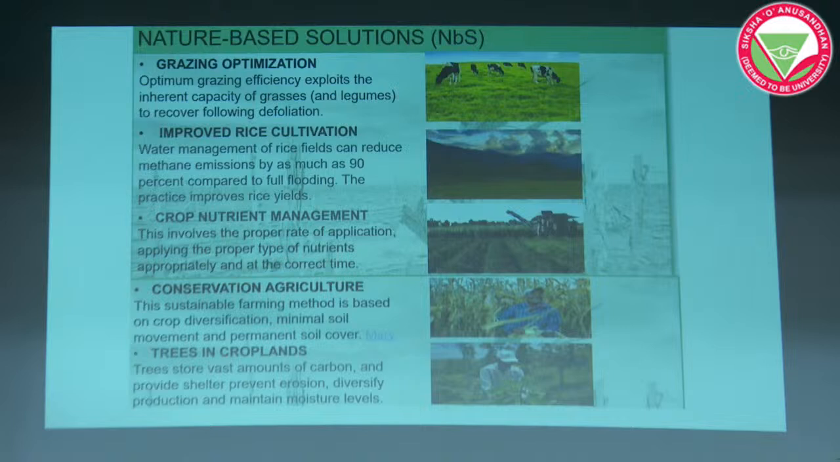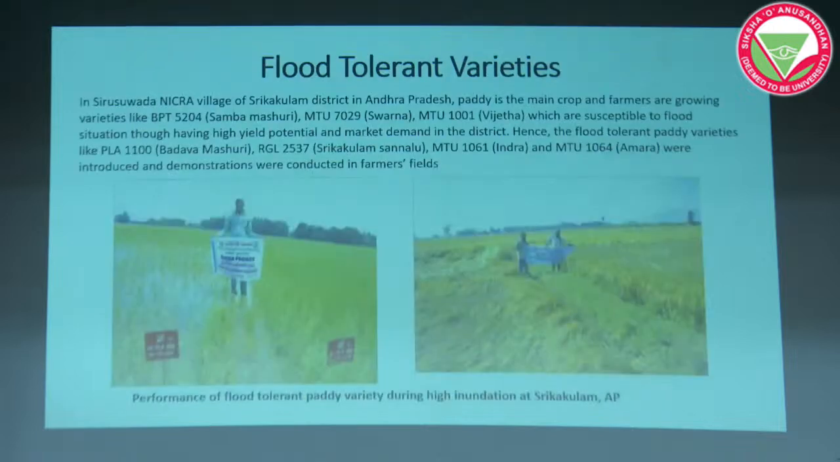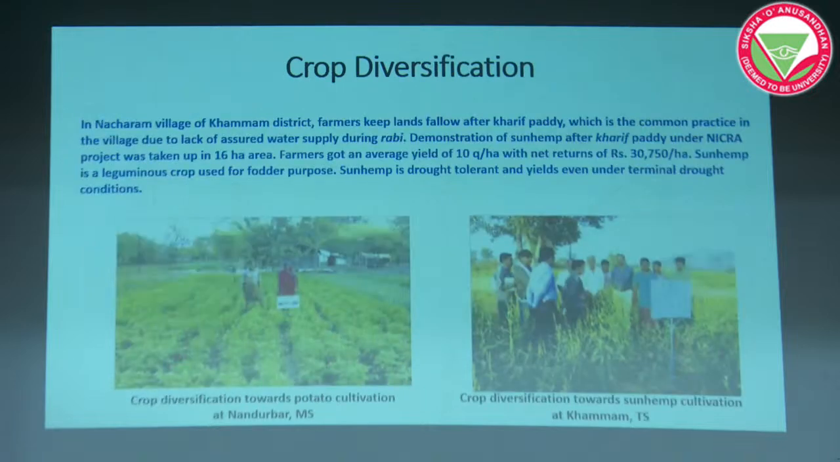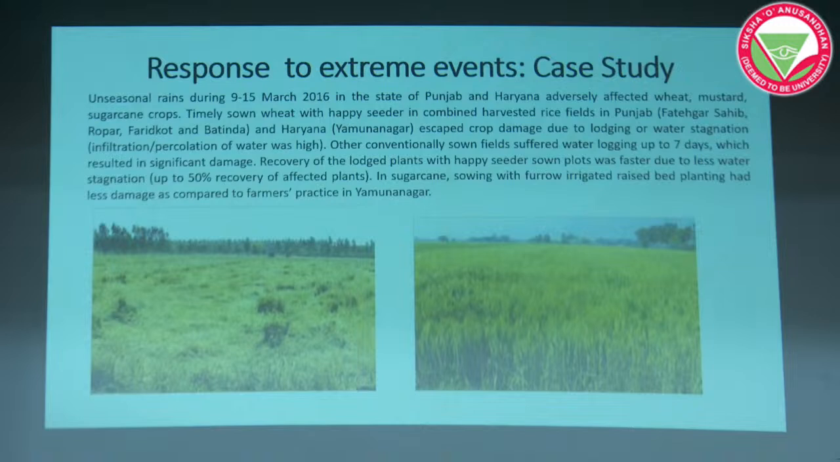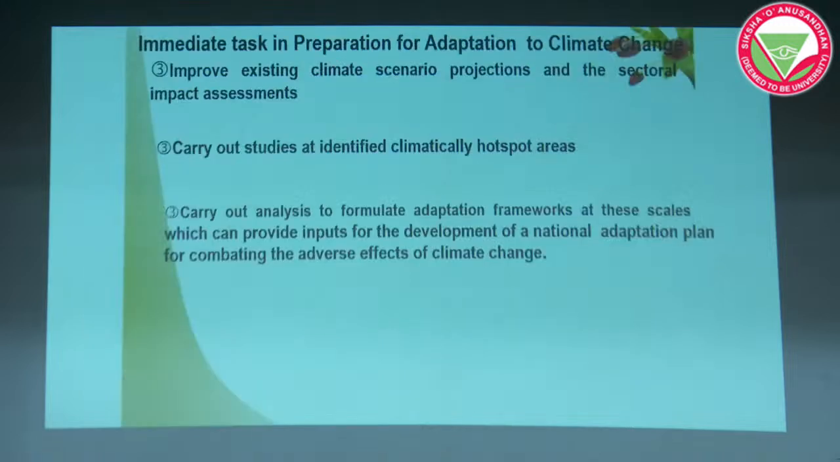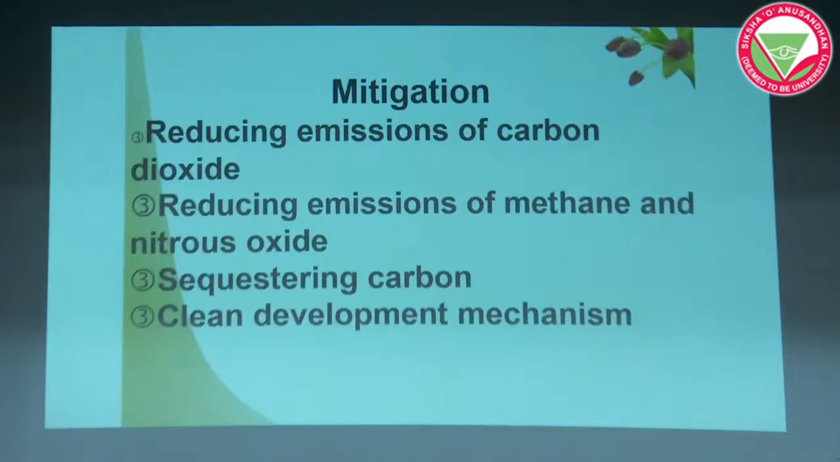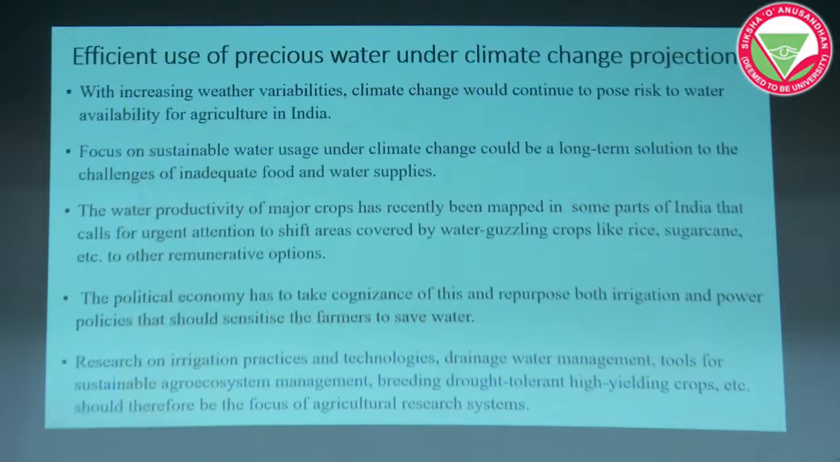Now we have the responsibility of how to mobilize this information to the farming community. So these are the flood tolerant varieties already developed, then crop diversification, then response to extreme events, all the case studies I have just presented here. Now mitigations have already been mentioned.